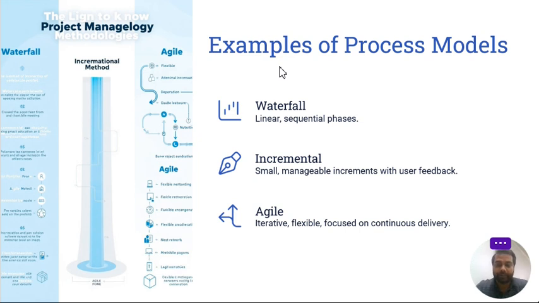Examples of process models. There are several types of software process models in the industry. For example, waterfall, incremental, and agile. The waterfall model is a linear phased approach where each phase commences with the completion of the previous phase. Incremental model. Incremental development requires development of the system in small manageable building blocks, increments. Early user feedback is possible.